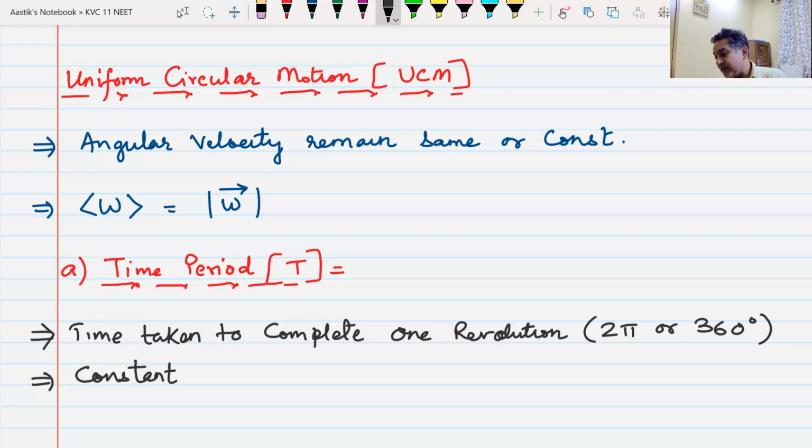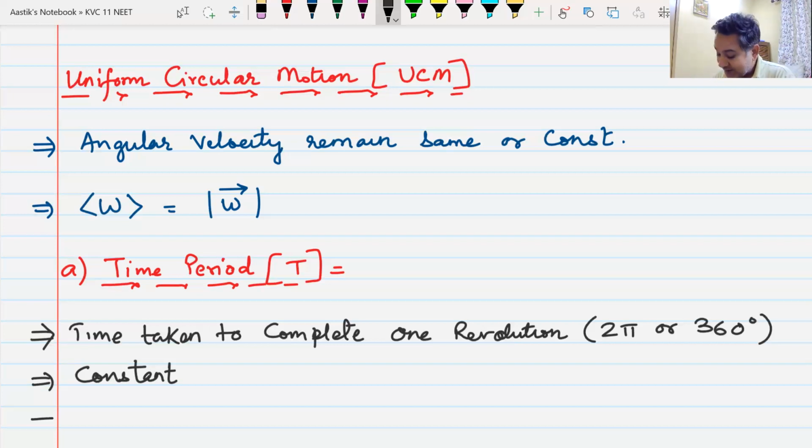Time taken to complete one revolution. In one revolution, it moves an angle of 2 pi and not 360 degrees. We don't call it in degrees, we call it in radians. Do we understand this? Yes or no? Can I have raised hands from everyone in the class? Boys, are we there? Everyone in the class?